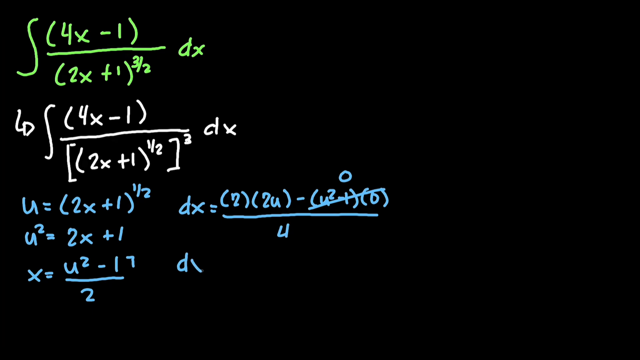Now simplifying this, dx right here would be equal to 4u over 4, and don't forget the du here. And so the 4s would cancel each other out. So the final dx value here would be equal to u multiplied by du.